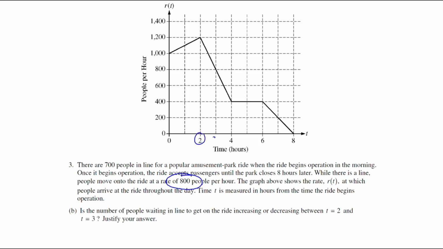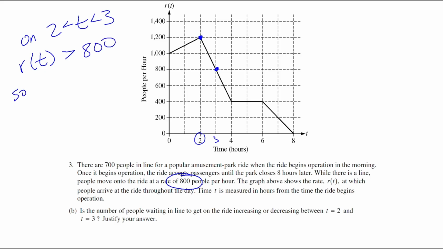And so we can see that from 2 to 3, right? Here's 2 and here's 3. The rate at which people arrive goes from 1,200 to 800. But for that entire interval between 2 and 3, that value is going to be more than 800, right? Which is going to tell us that the number of people in line is increasing. So we'll say something like, on 2 is less than t is less than 3, r of t is greater than 800.